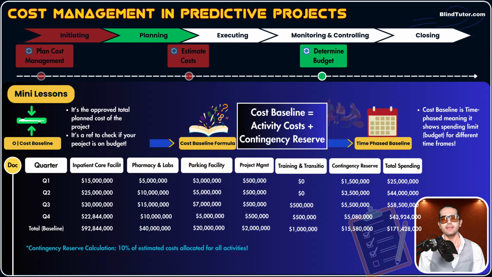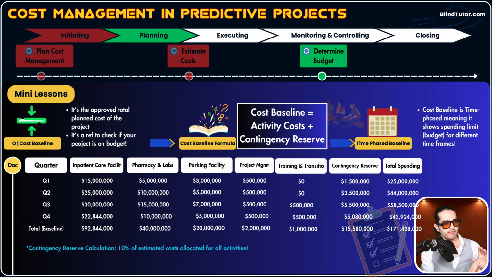Guys, it really depends on your preferences, okay? You can add contingency reserve for each activity. You have a list of risks associated with certain activities, and you can add contingency reserve based on that risk's probability and impact. Or you could add it at a high level, like the deliverable level, okay?